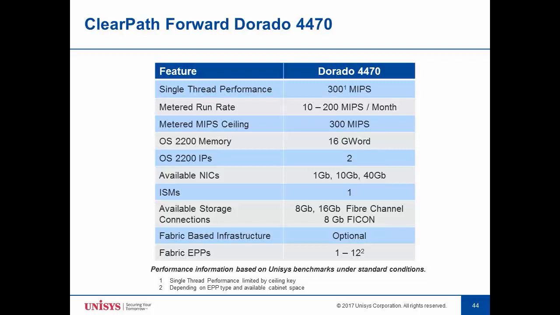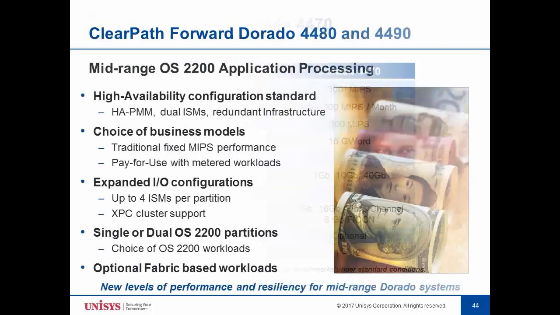And the fabric infrastructure is an option on all these platforms. And as part of these platforms, you can have 12 of the EPPs, the enterprise partitionable platforms, that make up the Intel-based infrastructure for the Windows and Linux environments.